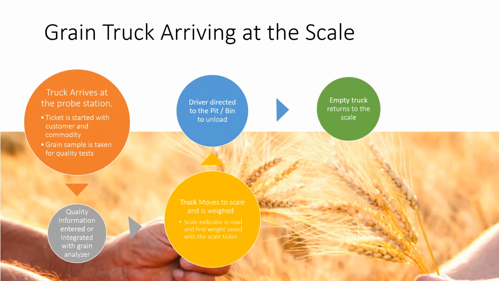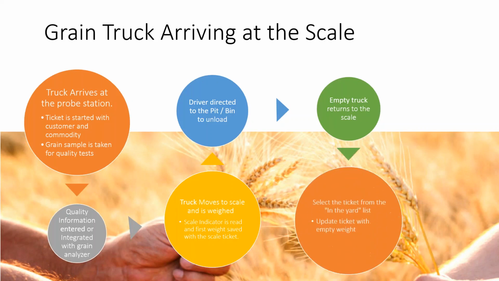The truck is unloaded, and then it will return to the scale. And then at the scale head, the scale operator will select the ticket from the list of in-the-yard trucks, that are the trucks that have been weighed in but haven't been weighed out. And we grab the empty weight of the truck and save that to the scale ticket. We then print the scale ticket and give it to the driver. So that is the inbound grain scale scenario.